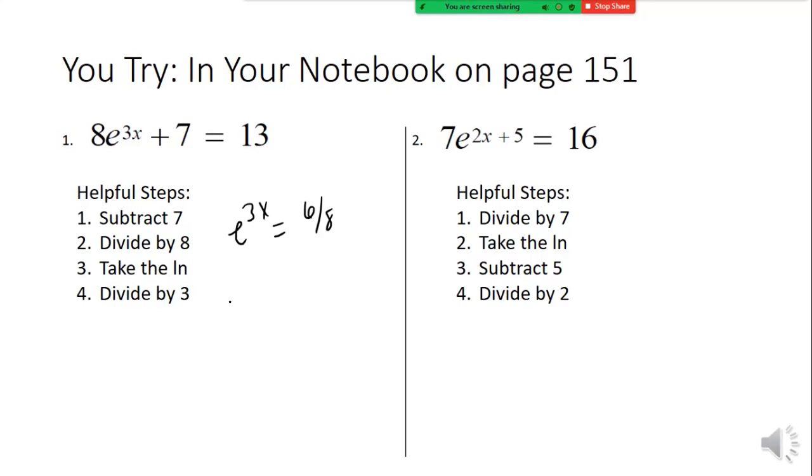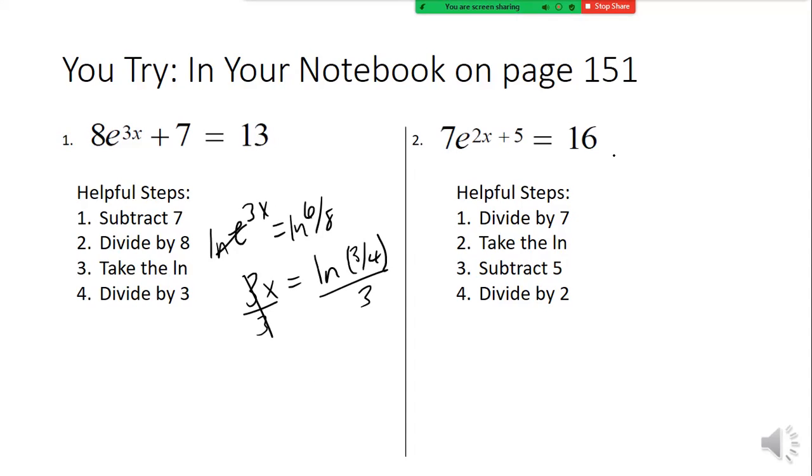Then it says to take the natural log. So when you take the natural log, what does that do? It frees the 3x and you're left with natural log of 3/4. And then you should have divided by 3. And this is what you would have put in the calculator.